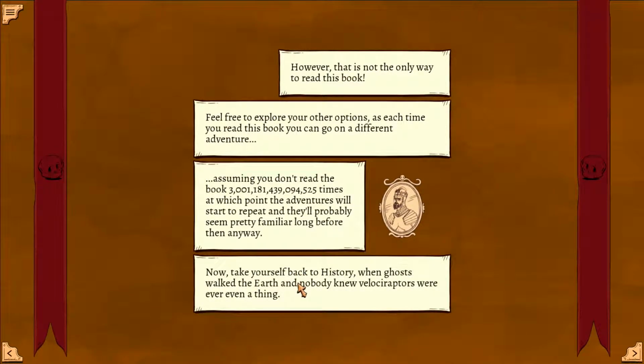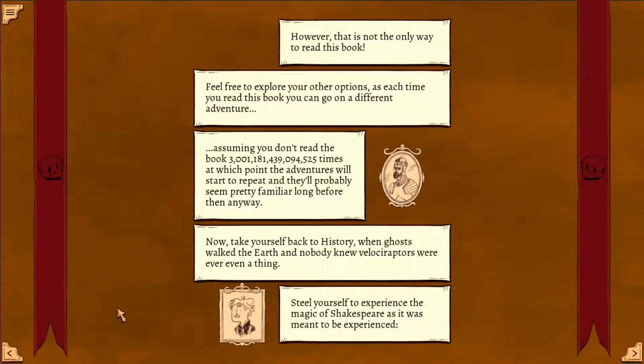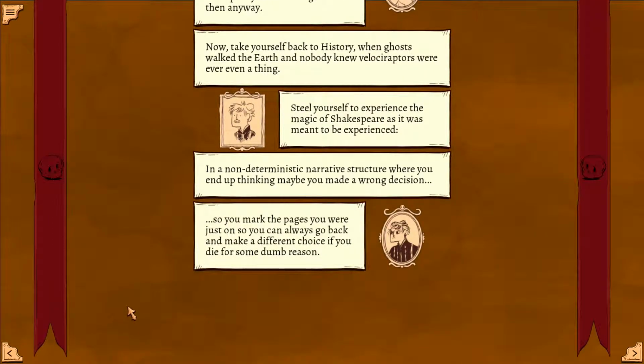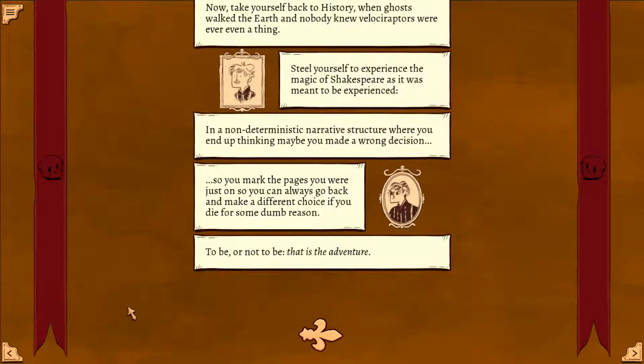Now, take yourself back to history, when ghosts walked the earth and nobody knew velociraptors were even a thing. Steel yourself to experience the magic of Shakespeare as it was meant to be experienced, in a non-deterministic narrative structure, where you end up thinking maybe you made a wrong decision, so you mark the pages you were just on, so you can always go back and make a different choice if you die for some dumb reason. To be or not to be, that is the adventure. Choose your character.